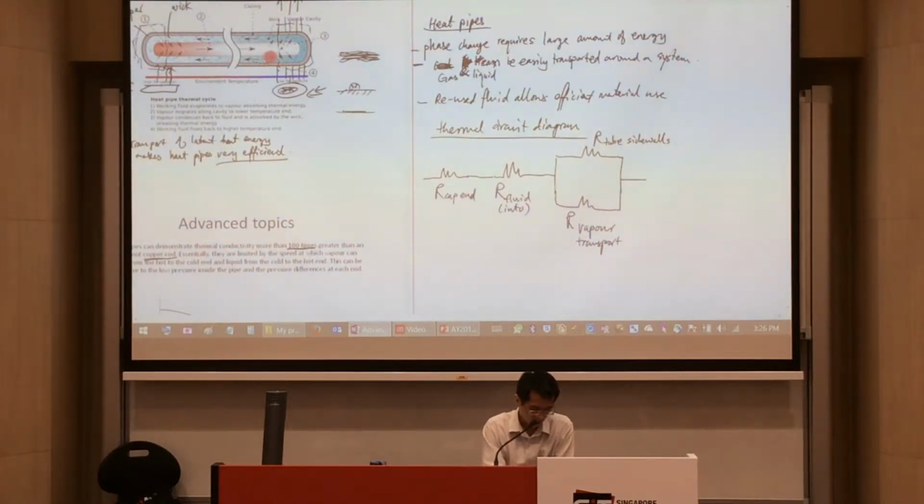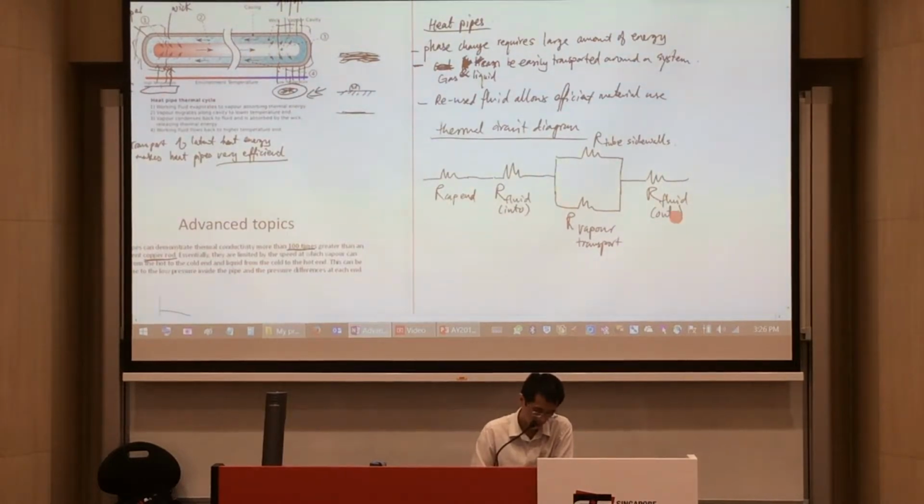After it reaches over here, you would have the same thing as what we had over here, R fluid, but actually this R fluid will be going out of the cavity, not into the cavity. And finally, another part of the heat pipe, that will be the other cap end.